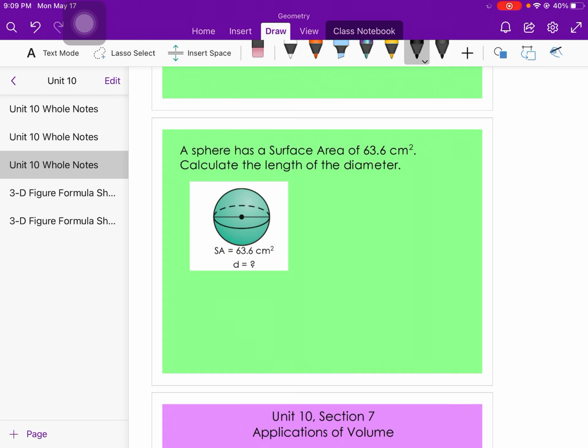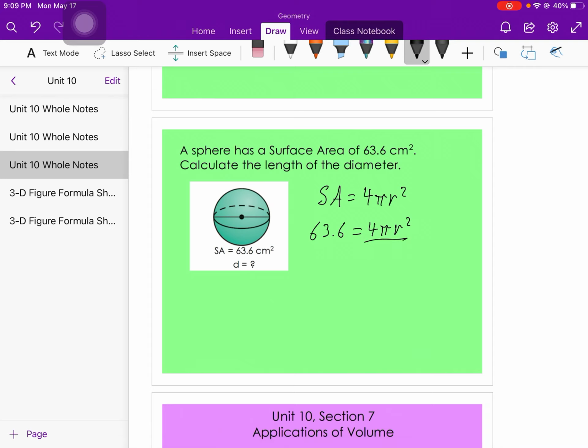Now this one is where we got to solve backwards. A sphere has a surface area of 63.6 centimeters squared. Calculate the length of the diameter. Make sure you note diameter, not radius. So the surface area formula, 4 pi r squared, and then the surface area in this case is 63.6. So we set that equal to 4 pi r squared.